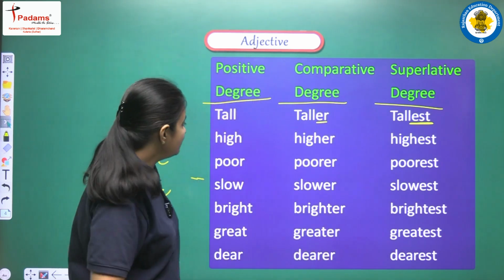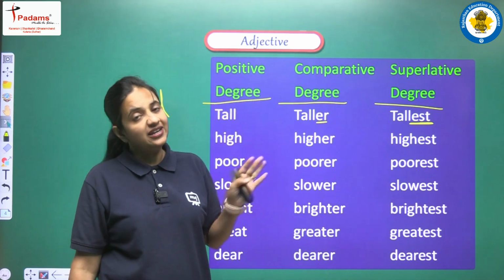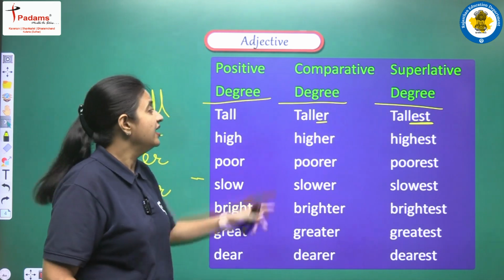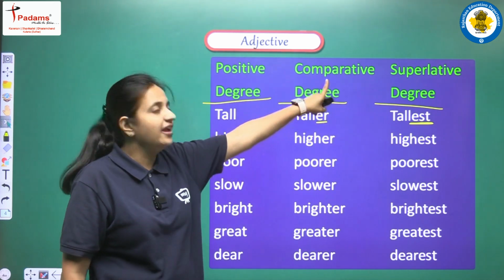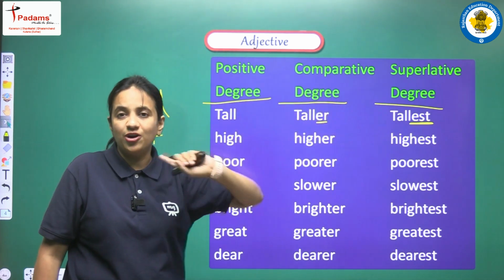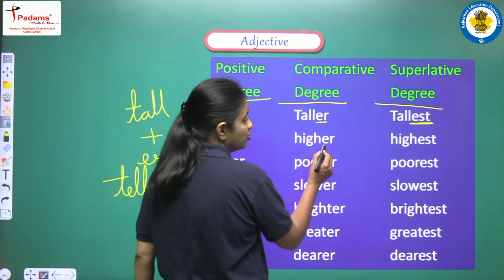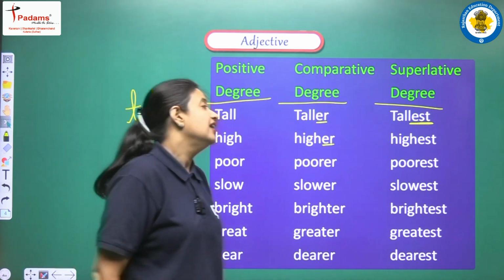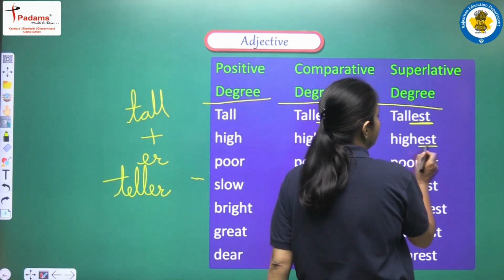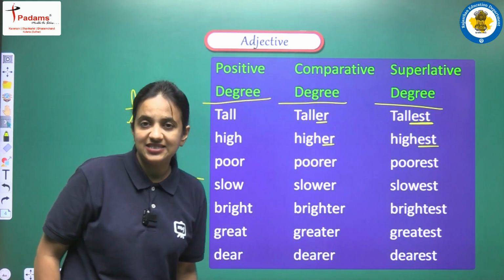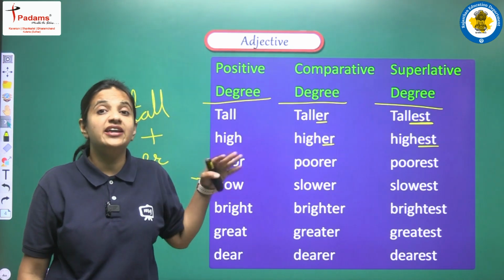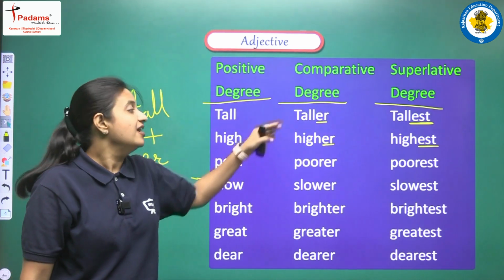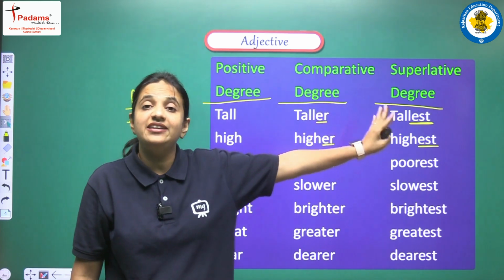Clear? Next we are having high. Again, high is a positive degree word, and if we want to convert high into comparative degree, then what do we have to do? Yes, we have to add er and it will be higher, right? And to get the superlative degree, we have to add est, then the spelling will be highest. So it is high, higher and highest.